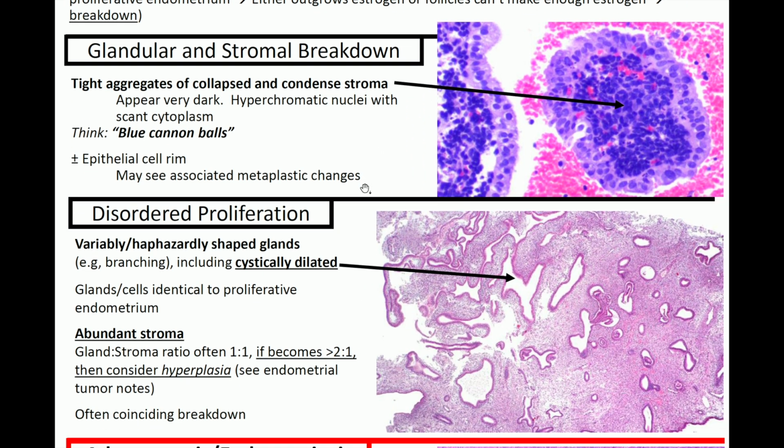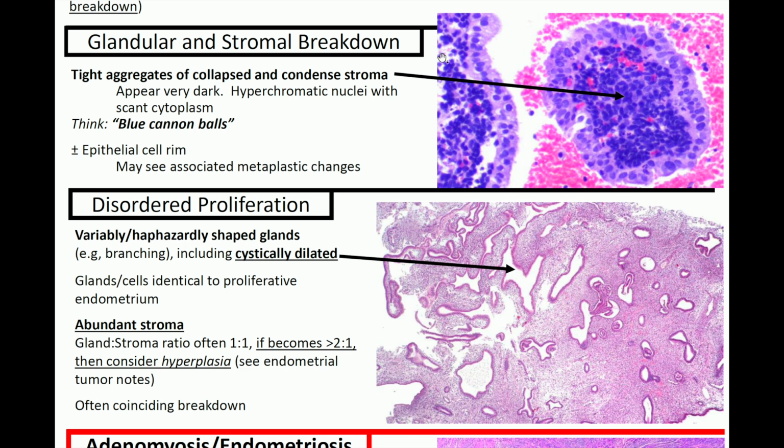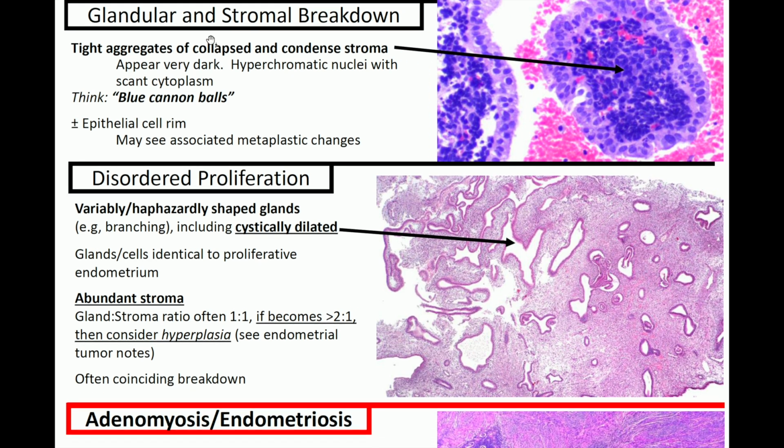So breakdown is something good to be able to recognize. You can have glandular and or stromal breakdown. Glandular and stromal breakdown is going to be tight aggregates of collapsed and condensed stroma. It's going to appear very dark with hyperchromatic nuclei with scant cytoplasm. And you want to think blue cannonballs, or blue balls, as I've heard it referred to, these condensed balls of blue cellular debris, with or without an epithelial cell rim that we see here, and you may see associated metaplastic changes.